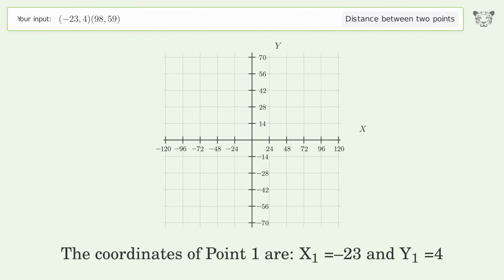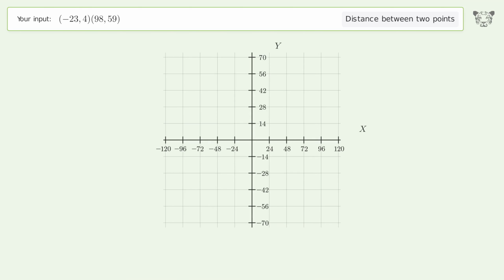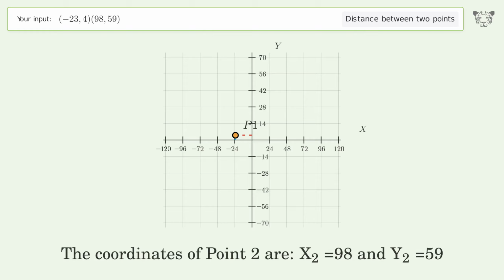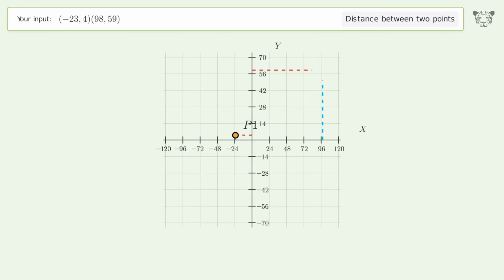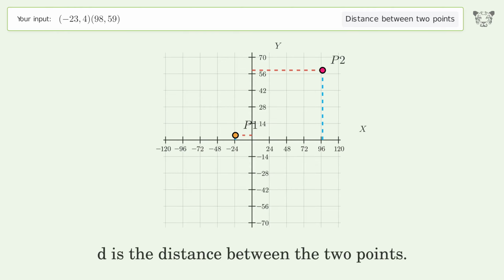The coordinates of point 1 are x1 equals -23 and y1 equals 4. The coordinates of point 2 are x2 equals 98 and y2 equals 59. D is the distance between the 2 points.